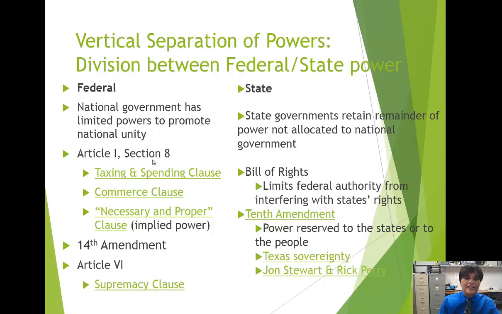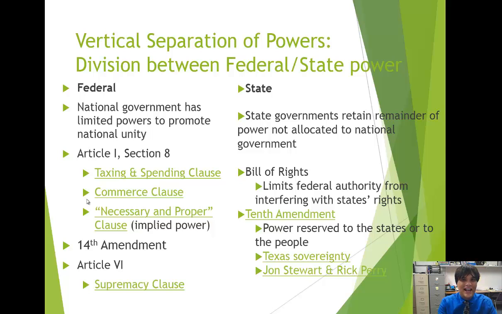The federal government has the power to tax and spend. They also have the power to promote interstate commerce. And then on this third one, necessary and proper: they have the power to do what is necessary and proper to ensure the welfare of the nation, or ensure the good of the nation.